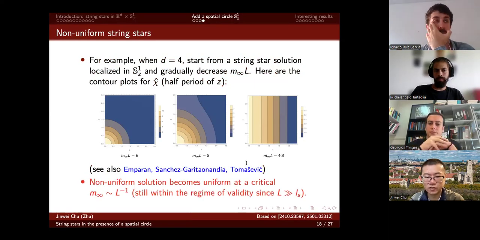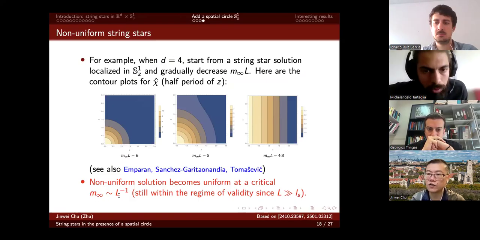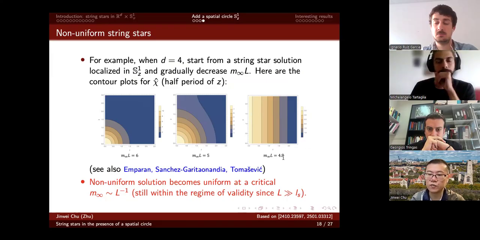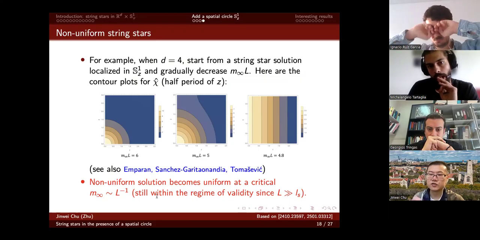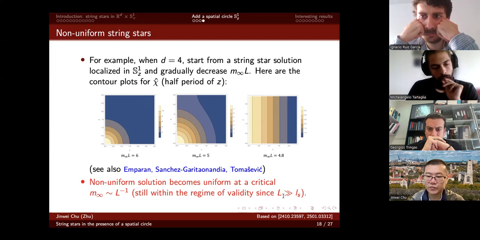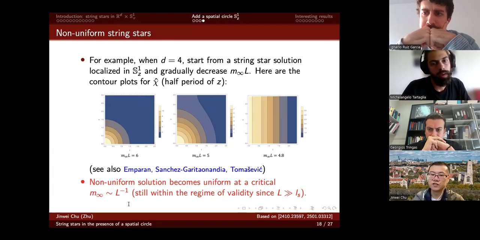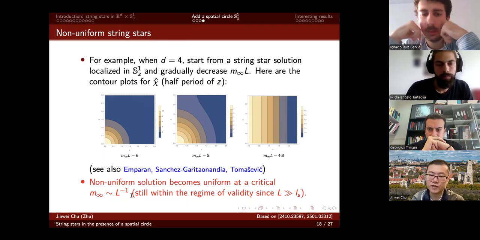And I also want to note that the critical point for the non-uniform solution to become uniform is that M infinity equals 1 over L up to some numerical factor, like 4.8 for d equal to 4. Note that previously I mentioned that M infinity should be small in string units. That's the regime of validity. Because I'm assuming that L is much larger than L string, this critical M infinity is still within the regime of validity. It is still small compared to the string length or string mass.